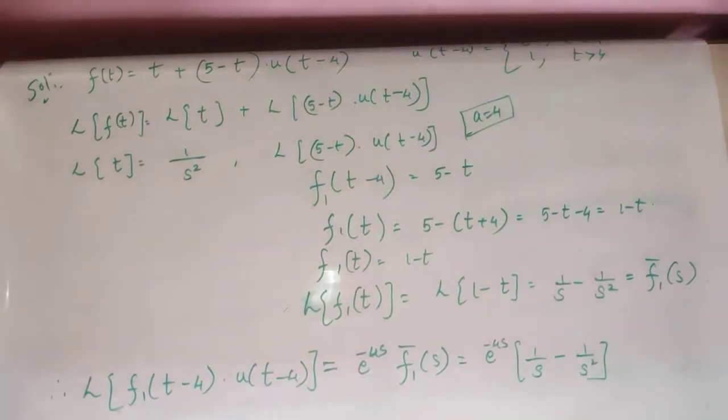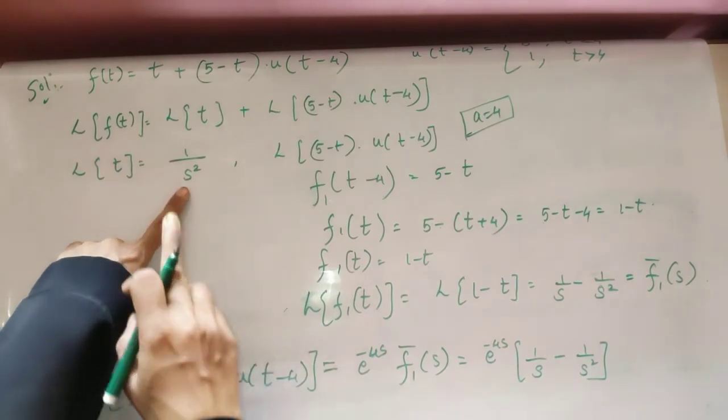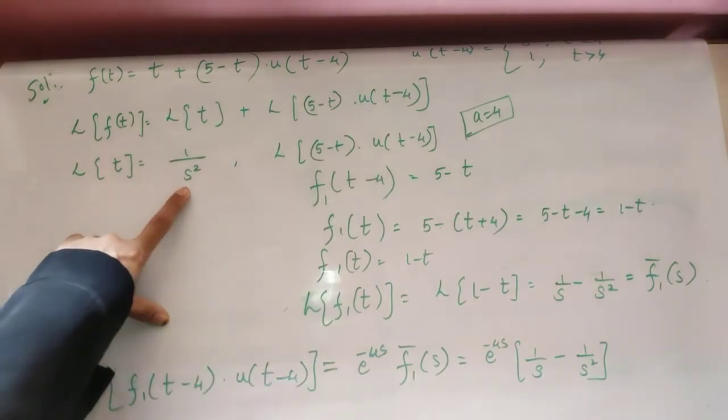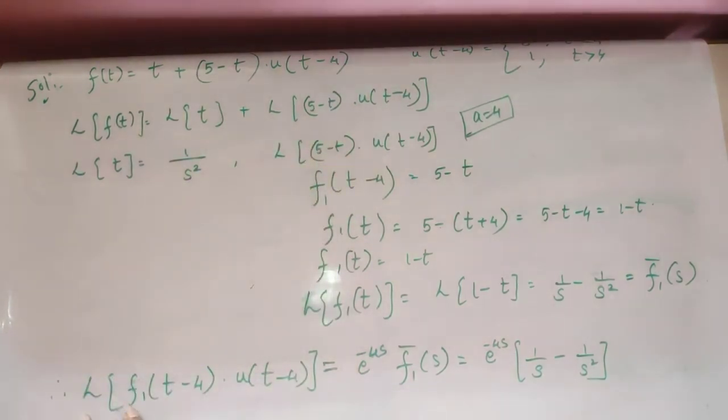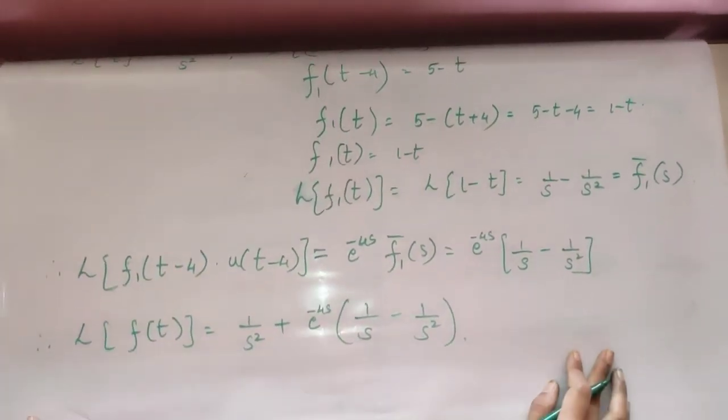Therefore the Laplace transform of the given function f of t is the sum of these two things. First one, the Laplace transform of t, which is 1 divided by s square, plus the Laplace transform of this thing, which is here. Just see that. E to the power minus 4s into 1 divided by s minus 1 divided by s square. This completes the solution for this type of problem.